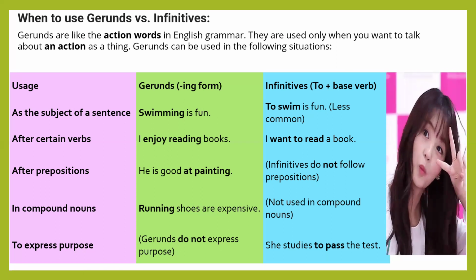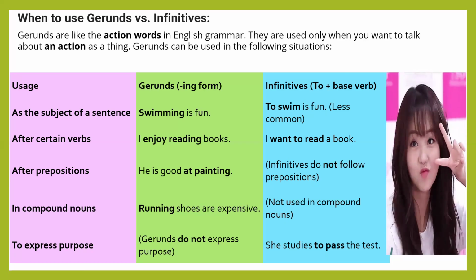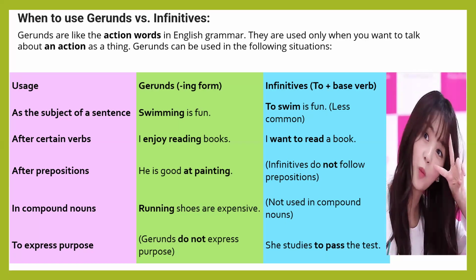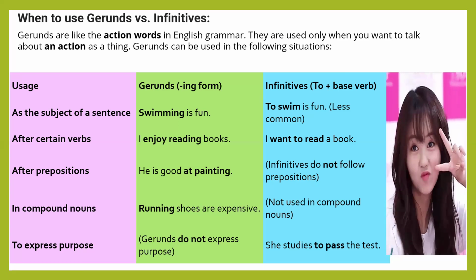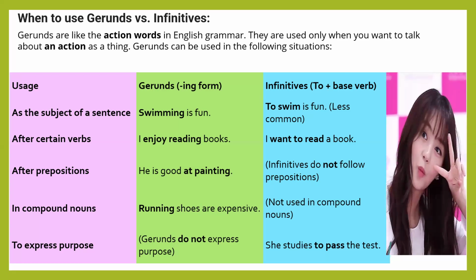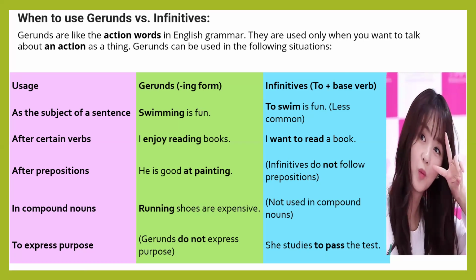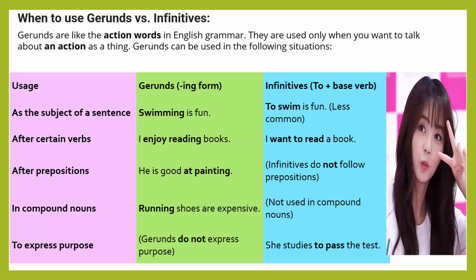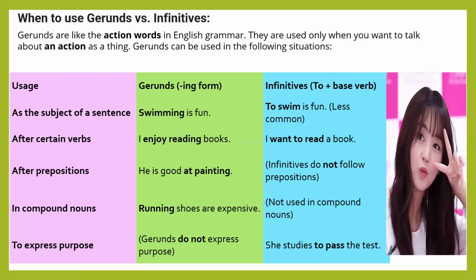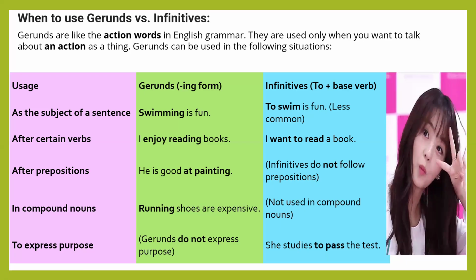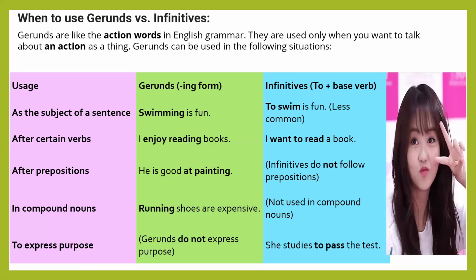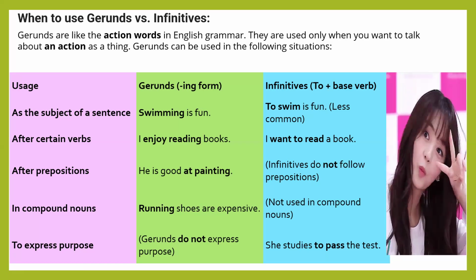After certain verbs: I enjoy reading books. Enjoy takes a gerund. I want to read a book. The verb want takes an infinitive. After a preposition, gerunds come after prepositions. He is good at painting. Infinitives do not follow prepositions. This point should be noted: infinitives do not follow prepositions.